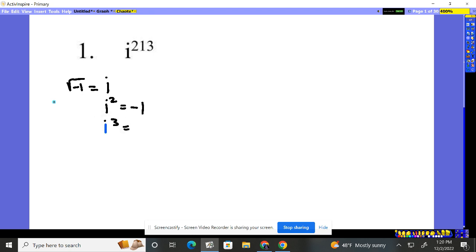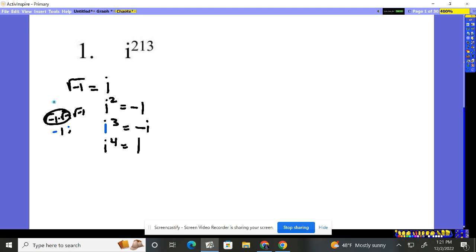i to the third is going to be a negative i, because it's -1 times -1 times -1. These give us -1, and then that's just an i. That's how we get negative i. And then i to the fourth is simply a 1, because it's -1 times -1, so it gives us 1.